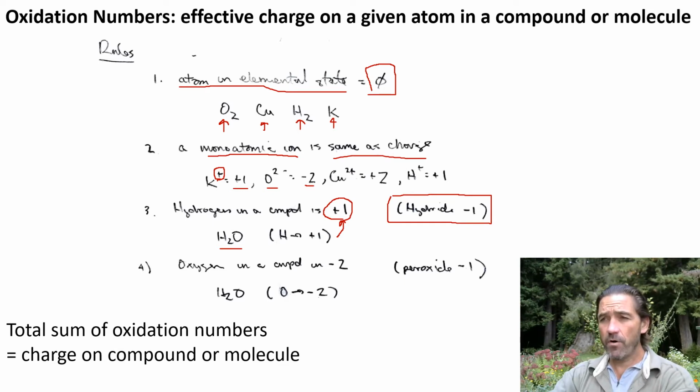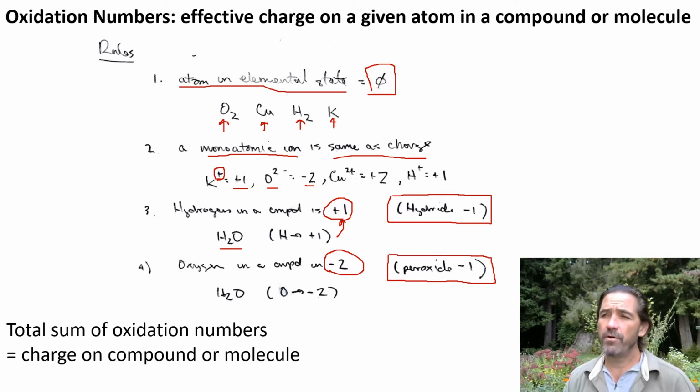Last, number 4, oxygen in a compound is -2. So we will use that in this class. There is a common exception though, peroxide. Peroxide is reactive because it has an oxidation number of -1. But again, we won't use that in this class.